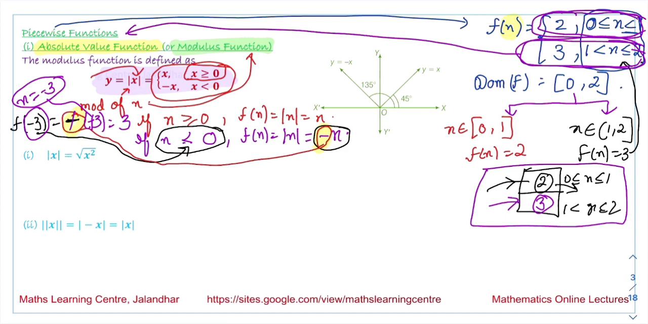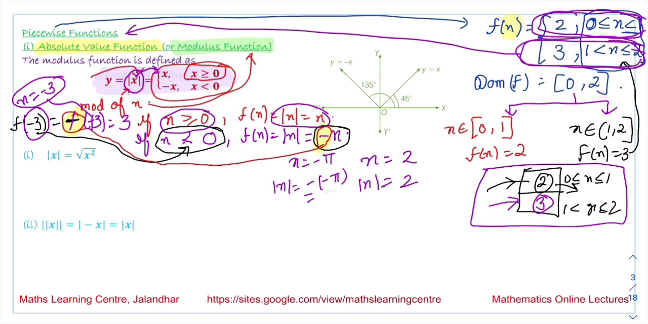So what we can see from this is that this function mod x actually gives us the positive value of any number. Suppose a number x I am taking is 2, then mod of x is equal to x when x is greater than or equal to 0, so the answer is 2. If I substitute x is equal to minus 5, the value of mod x will become minus of minus 5, that is equal to 5.